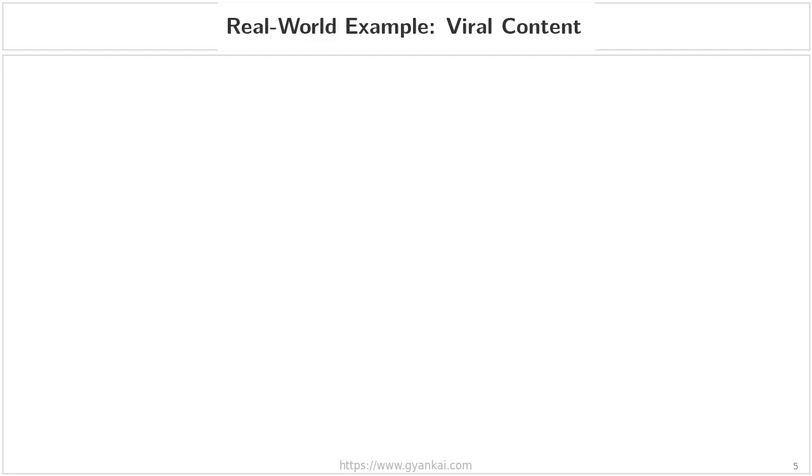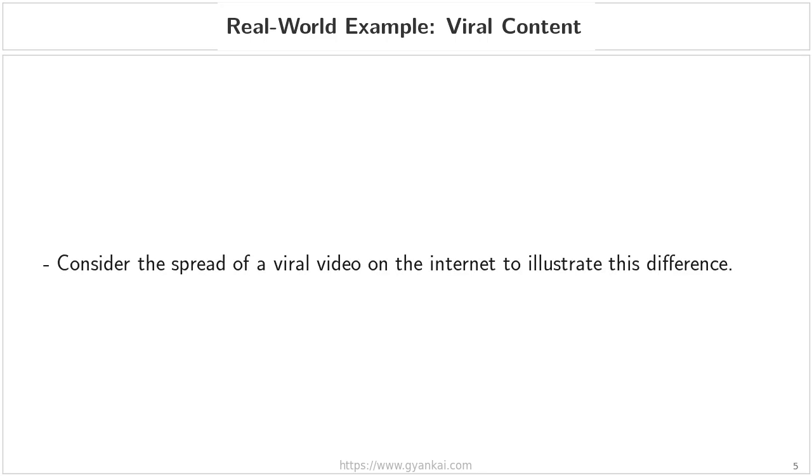Real-world example: viral content. Now that we have looked at the mathematical comparison between these two functions, let us apply this concept to a real-world scenario to better illustrate the difference. Consider the spread of a viral video on the internet.